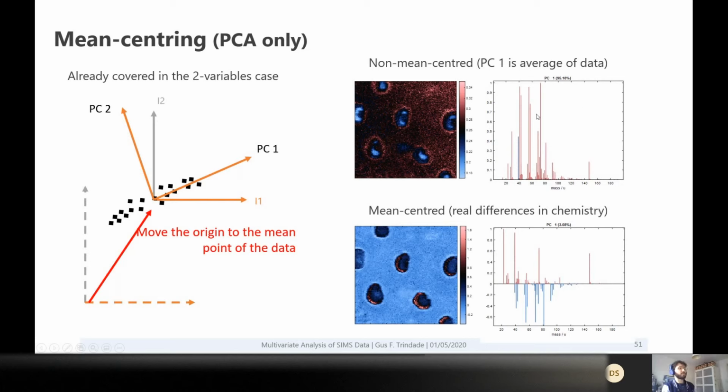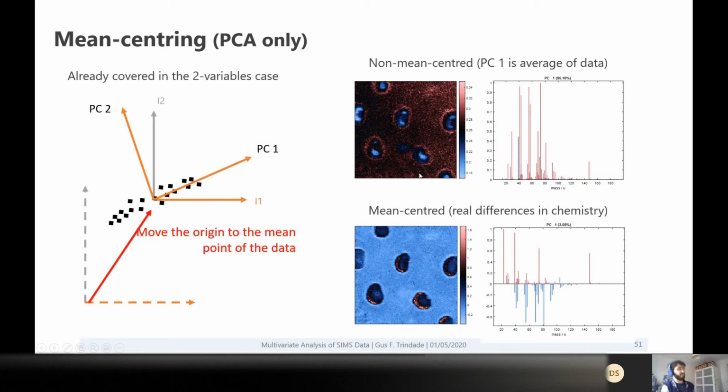And look at the scores. The scores are just the average of your data. So it's not really informative. When you do mean center, you get real chemistry. So you have this inner part here in red related to these ions, and the blue related to the other ions. So it's really important to mean center when you're doing PCA.